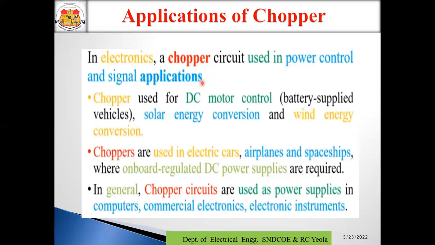Choppers are also used in electric cars, aeroplanes, and spaceships, where onboard regulated DC power supplies are required. These are one more application of the chopper. In general, chopper circuits are used as a power supply, like in computers, commercial electronics, and electronic instruments. So these are all the applications of the chopper.